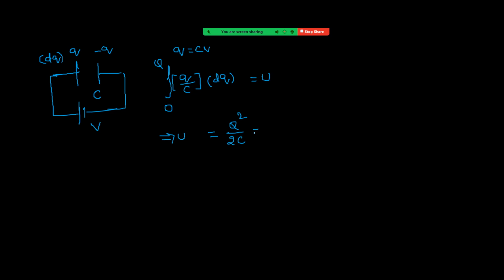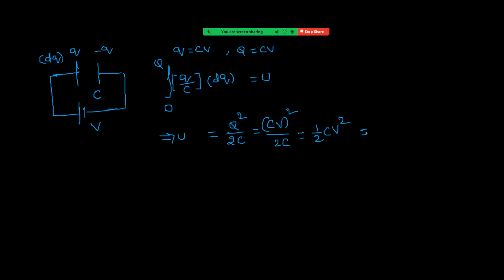Now we can write this as, so here what is Q? Q equal to C into V, right? Using that result here, in terms of C and V, we write CV whole square by 2C. That is equal to half CV square, in terms of capacitance and potential difference.